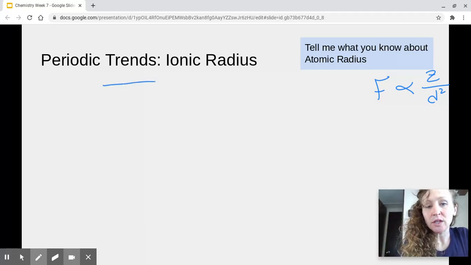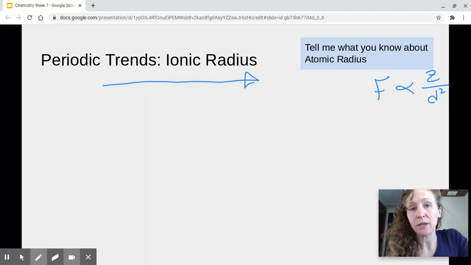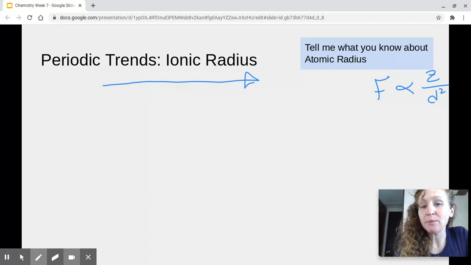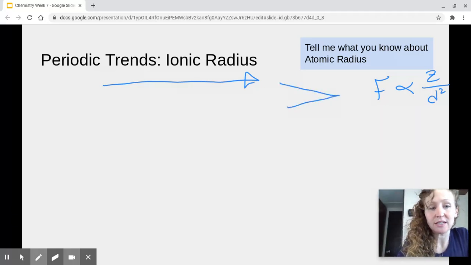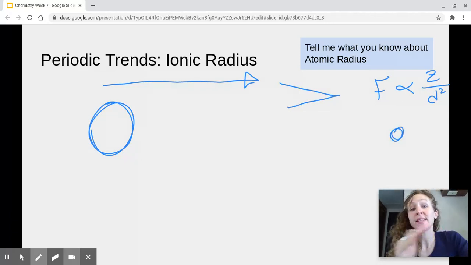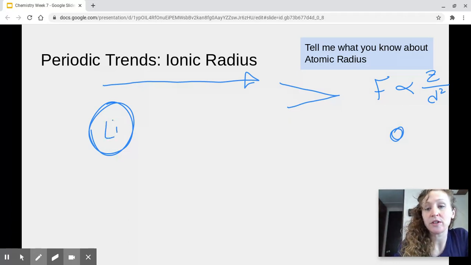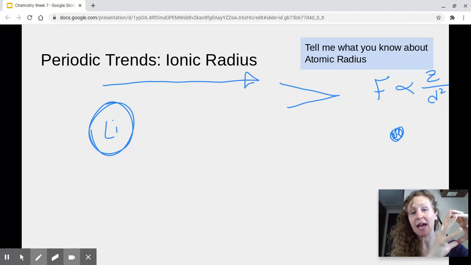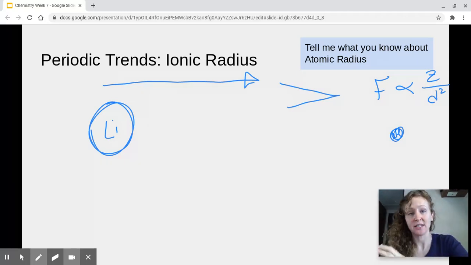So as we go left to right in a period, the proton number, or the atomic number, increases by 1. So our nuclear charge is increasing by 1 left to right, and as a result, our atomic radius gets smaller. It starts kind of big and then it ends kind of small. So this happens across every single period. If we look at lithium versus neon, lithium is going to be the biggest atom in its period. Neon is going to be the smallest.